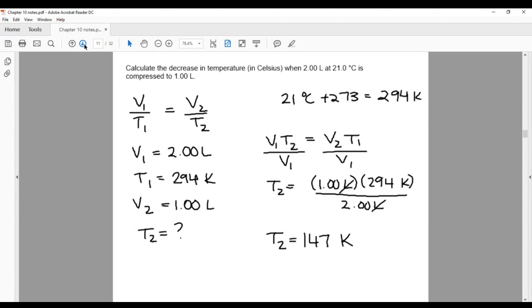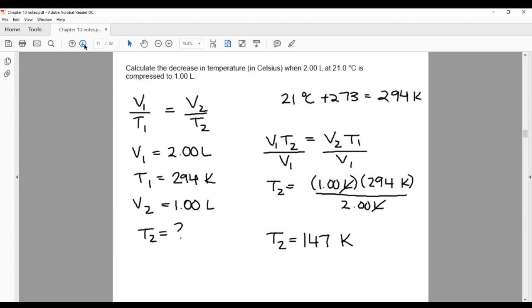Calculate the decrease in temperature in Celsius when 2.0 liters at 21 degrees Celsius is compressed to 1.00 liter. So the first thing we need to do is convert our Celsius temperature to Kelvin. So we add 273 and we come up with 294 Kelvin. We're given V1, T1, and V2, so we're solving for T2.